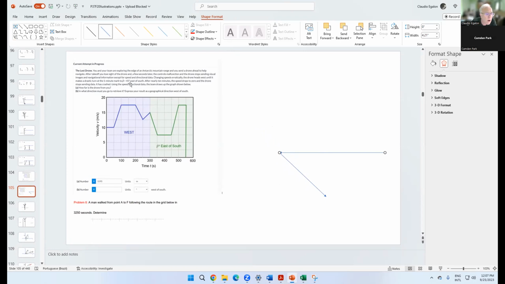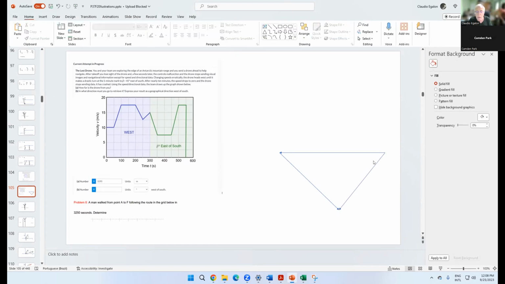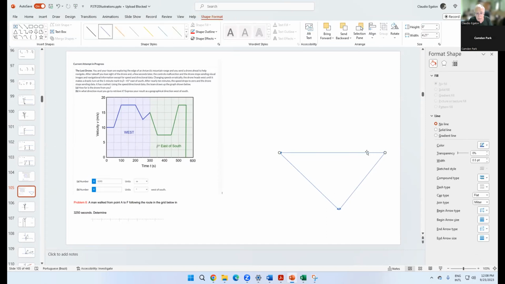After nearly 10 minutes, the speed drops to 0 and the drone stops sending data. See, this is a two-dimensional problem. We didn't cover that yet. Using the speed and directional data, the team draws up the graph shown below. So what you have to do is calculate this distance here, and this distance here. And then after those two calculations, you calculate this one.